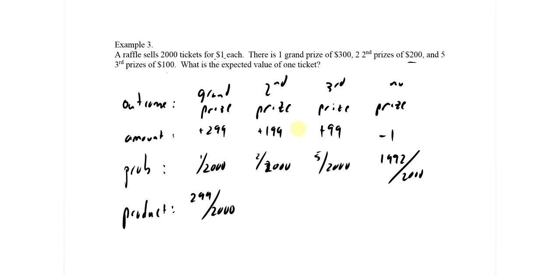Two times 199, that's 398 over 2,000. 99 times 5 is 495, 495 out of 2,000, and then minus 1 times 1992 is minus 1992 over 2,000. So those are all products. To get the expectation value, you add those all up.